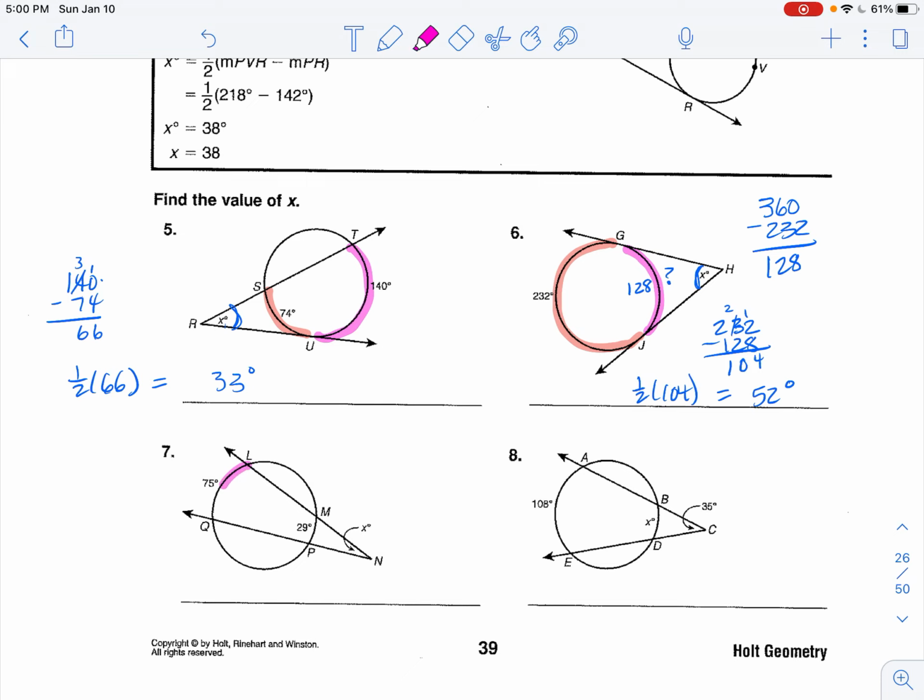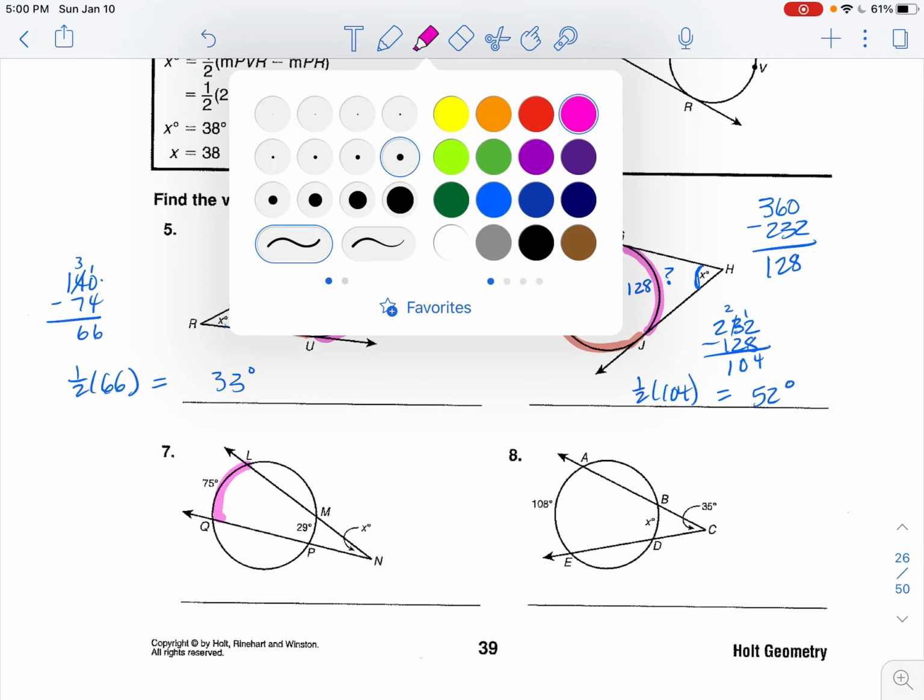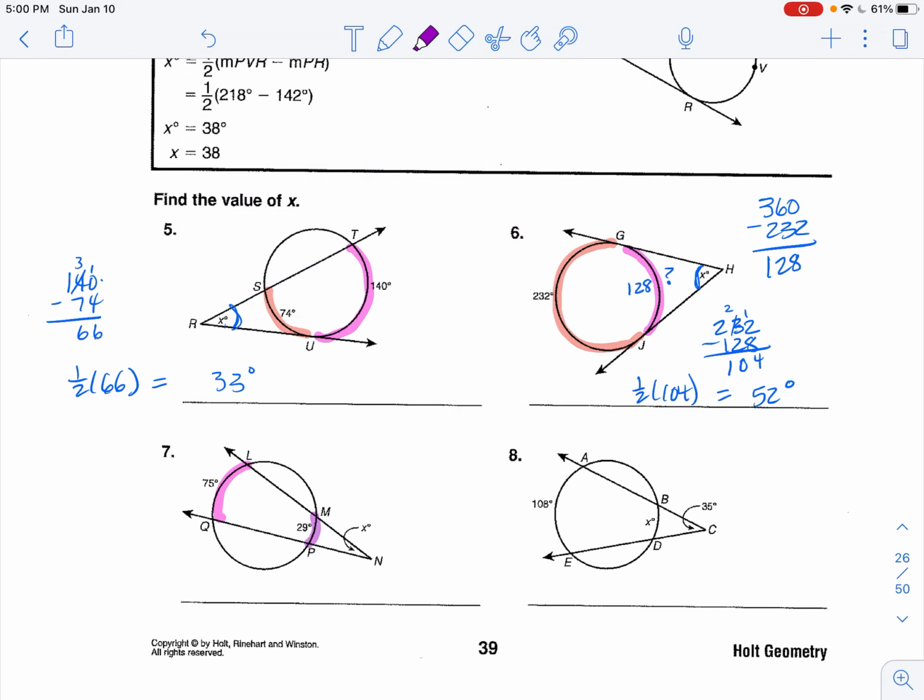Okay, in problem number 7, I've got two secants. I'm going to take the larger arc minus the smaller and then cut it in half. So 75 minus 29 is 46. If I cut that in half, that's going to give me 23.